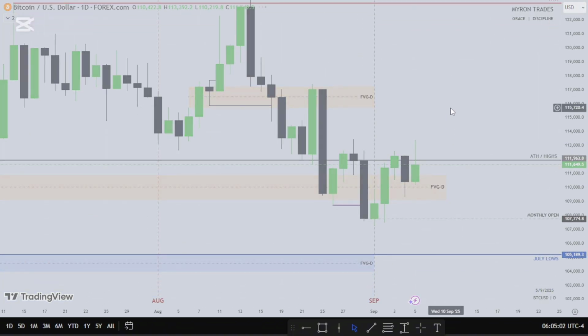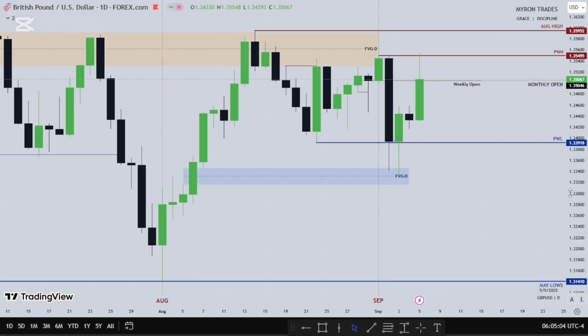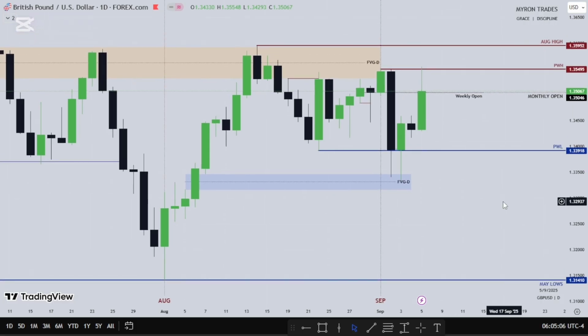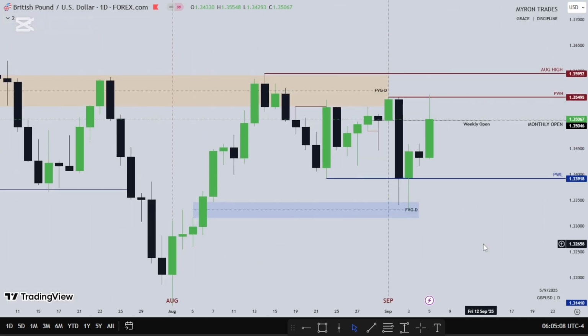Let's head down to pound and see what pound did. So this is GBP USD, British pound coupled with the dollar. If the dollar is going higher, the pound will go lower. If dollar is going lower, the pound will go higher. So as you see right here, Monday opens up the month with this fair value gap.